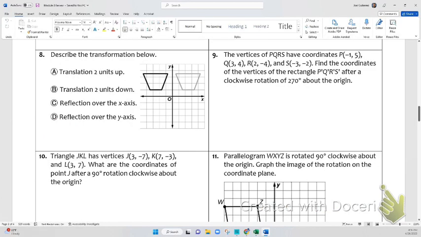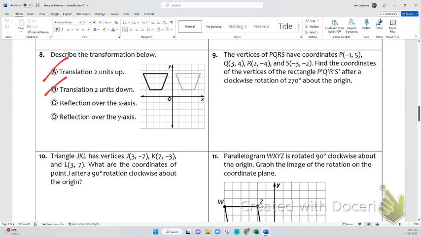For question number 8, they want to know what is happening in the transformation. So you'll notice there are 2 quadrilaterals. One's on one side, the other one is on the other side. So if we just go through these, is it going 2 units up? So if I push everything 2 units up, is that where my new one is? No, absolutely not. That one doesn't work. Is it going 2 units down? So is it drawn down here? No, it is not, so it can't be that one.